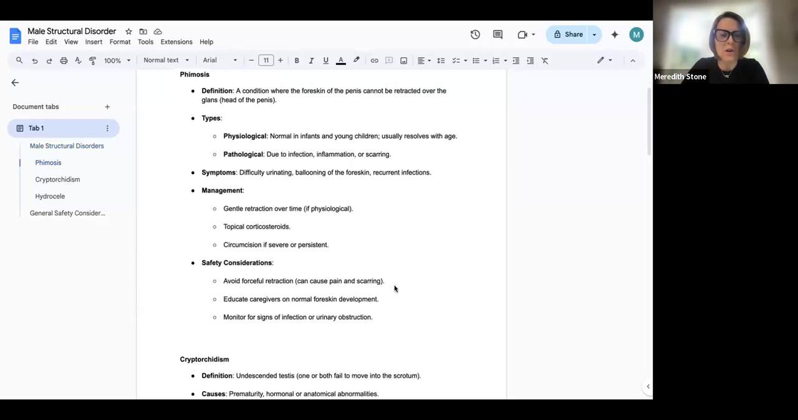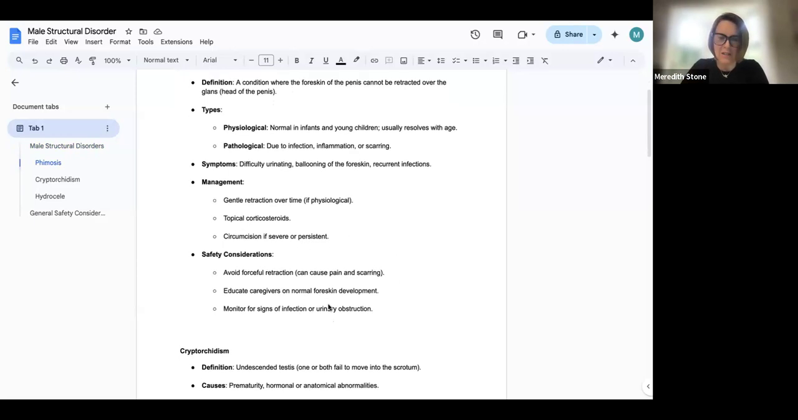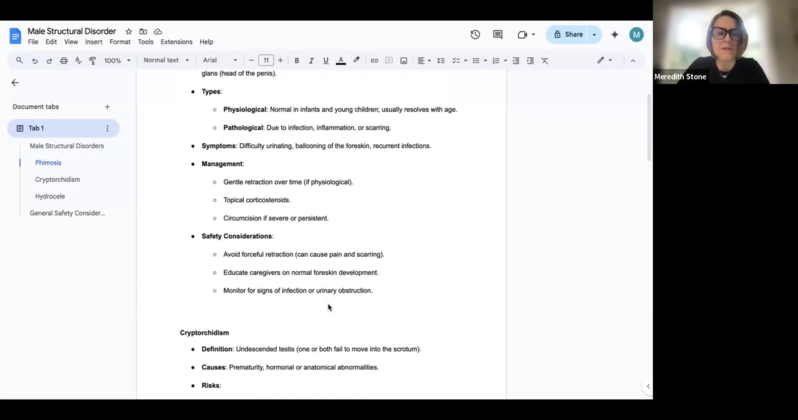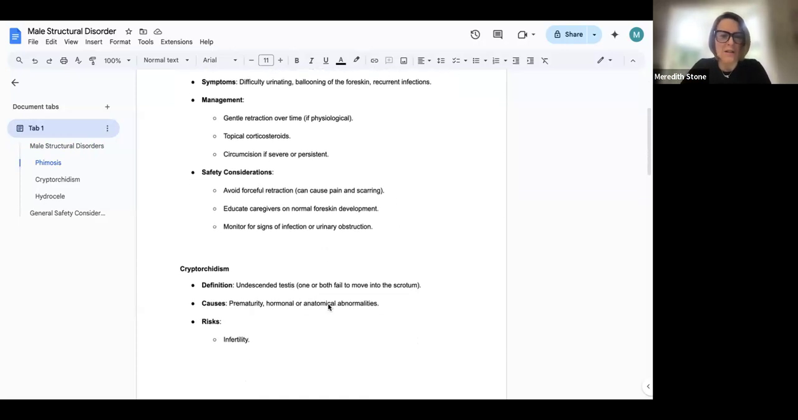You want to make sure that you don't forcefully retract, because that can obviously be very painful for males and also lead to more inflammation and scarring. You want to make sure people understand how this developed, and also look out for signs of infection.